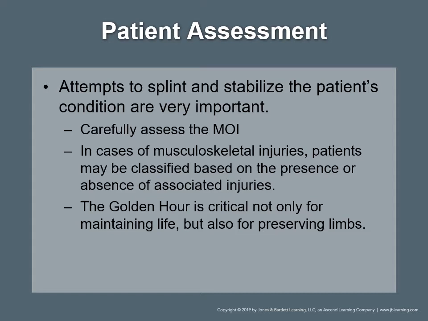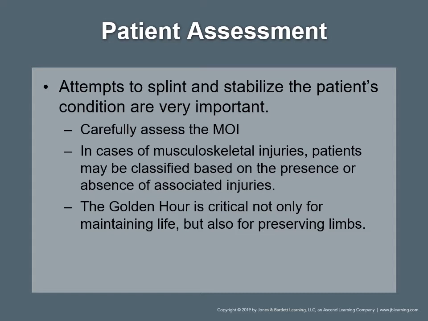In cases of musculoskeletal injuries, patients may be classified based on the presence or absence of associated injuries. This is life or limb-threatening injury or condition, life-threatening injuries and only simple musculoskeletal trauma, life or limb-threatening musculoskeletal trauma and no other life-threatening injuries, or isolated non-life-threatening or non-limb-threatening injuries.